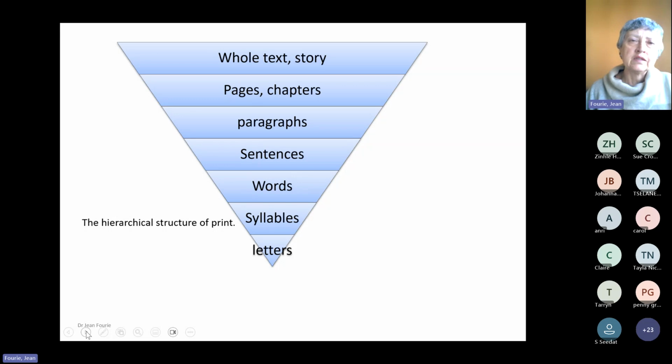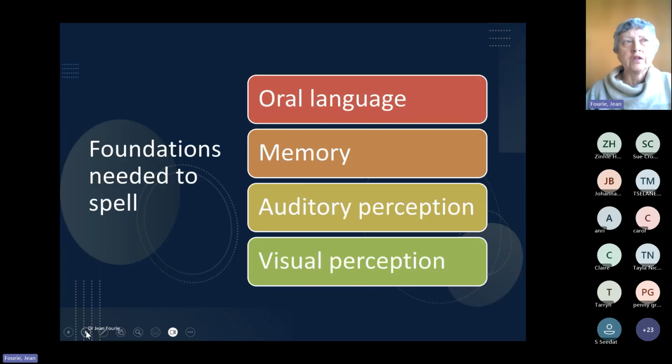And each of these studies is a whole field of study all on its own, with a lot of different rules as well. So in order to spell correctly, one needs to have your visual perception and your auditory perception intact, and you need to have very good memory. So we were looking for visual and auditory memory, what the words sound like, what the words look like. And in order to do that, the foundational skill of oral language needs to be in place.